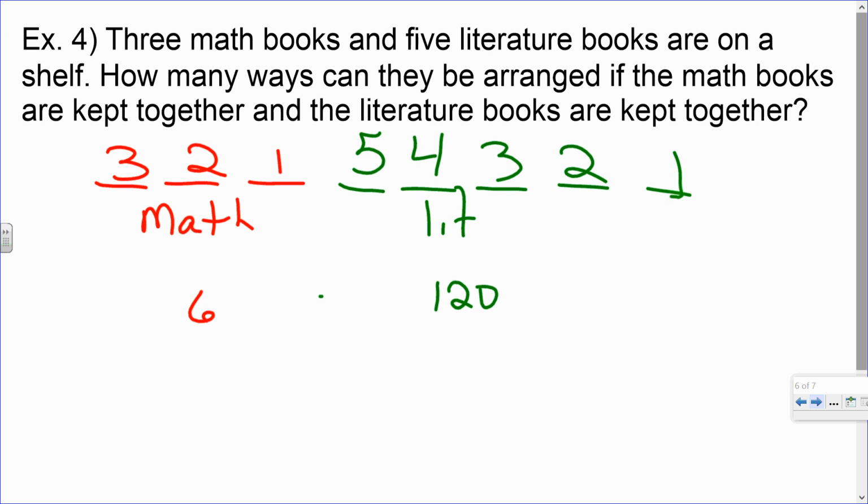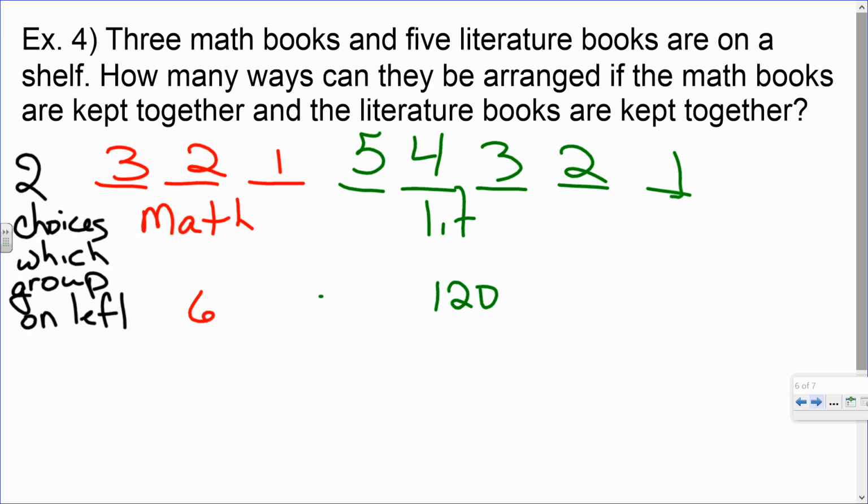Ava, are you shaking your head no? Why? Nothing said that the math books had to go on the left. How many choices do I have for which group goes on the left? So I have 2 choices for which group is on the left. So that means I have 2 times 6 times 120, or 720 times 2, 1440 altogether. I think that's right.